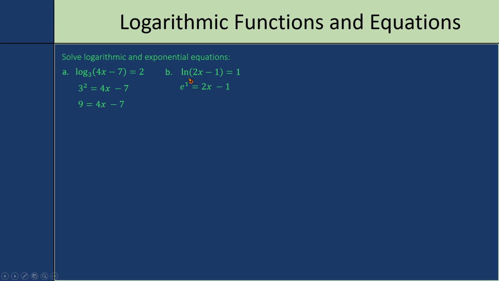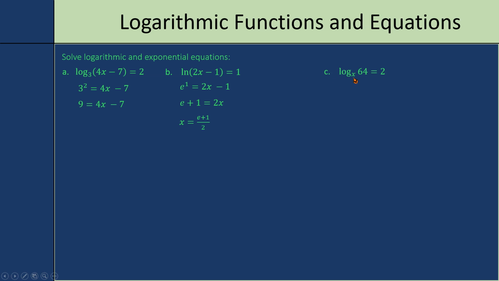So remember base e, ln is base e. So e to the first power is equal to 2x minus 1. Solving for that, e to the first power is just e. And then add 1 to both sides. e plus 1 is equal to 2x. Whatever, e is like 2 point whatever. You can solve this equation. So e plus 1 is 3.718 divided by 2. You get like 1.8, whatever. 3.7. Yeah, 1.9, 1.8.